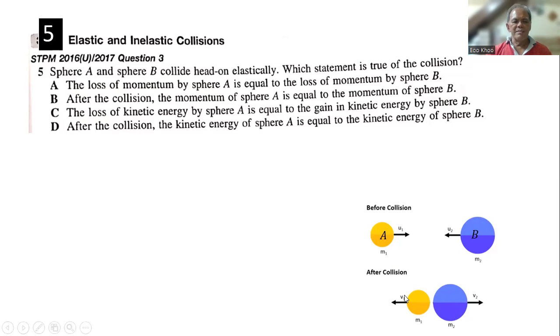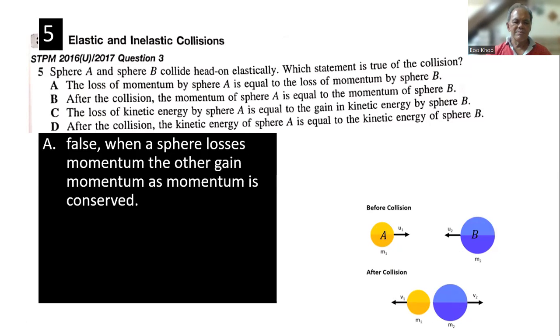The loss of momentum of A is equal to the loss of momentum of sphere B. False. When one sphere loses momentum, the other gains momentum. Right? Because it collides. If this one is going to lose kinetic energy, it must give kinetic energy to this one. So this one will change its momentum.